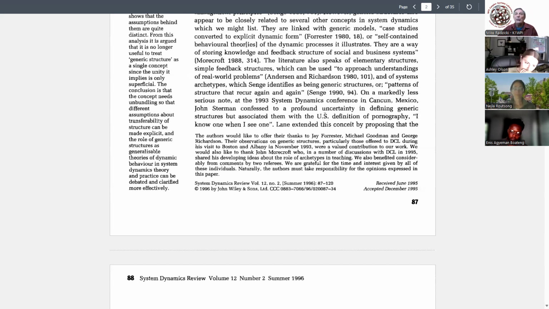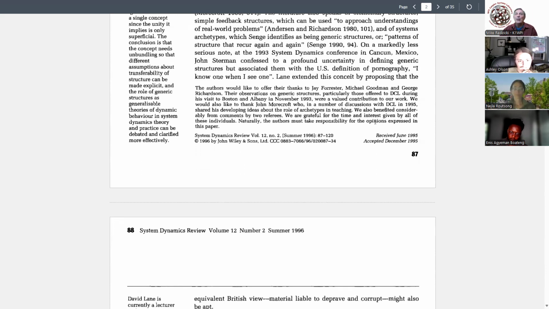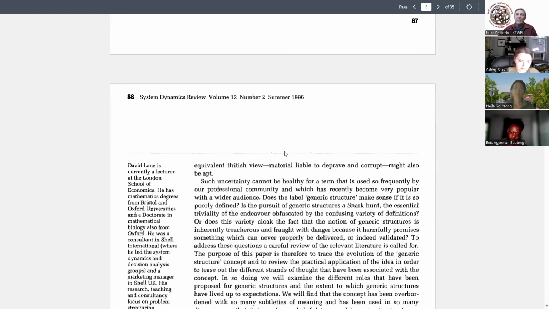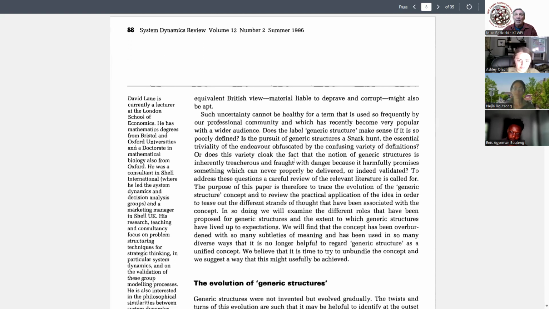John Sterman confessed to a profound uncertainty in defining generic structures, but associated them with the U.S. definition of pornography. I know one when I see one. And then he gives his British view.